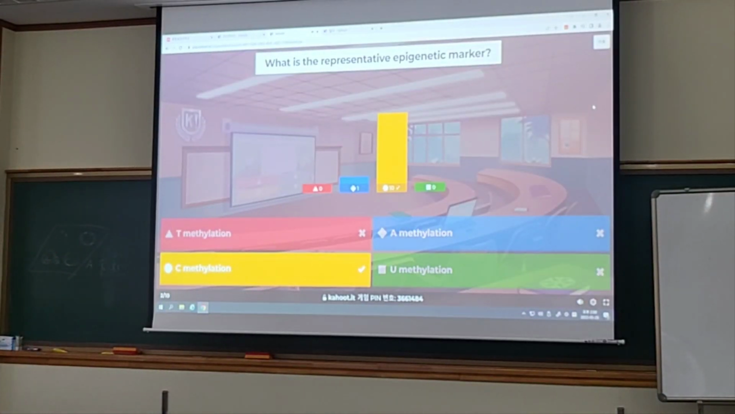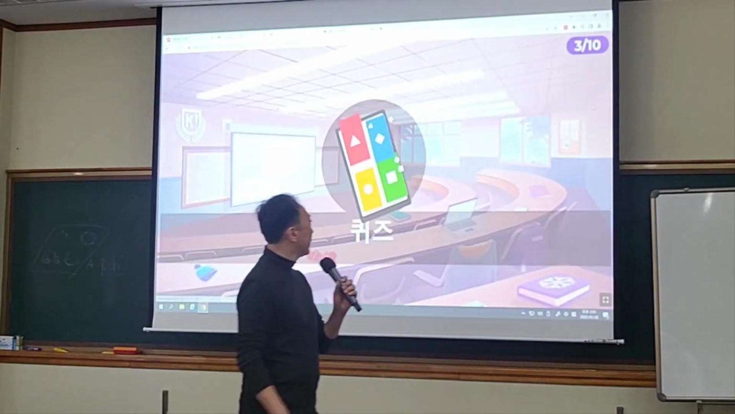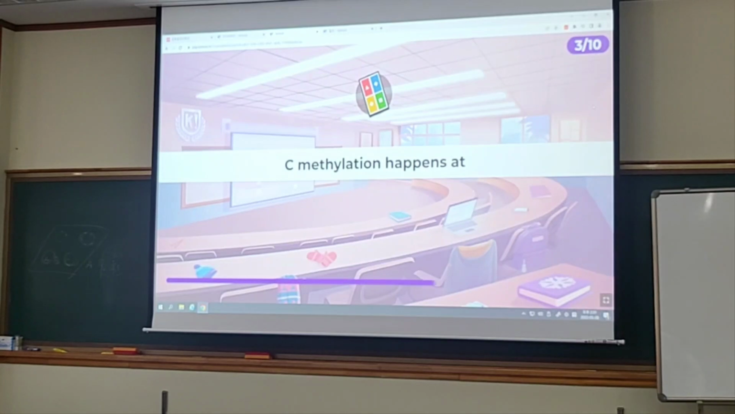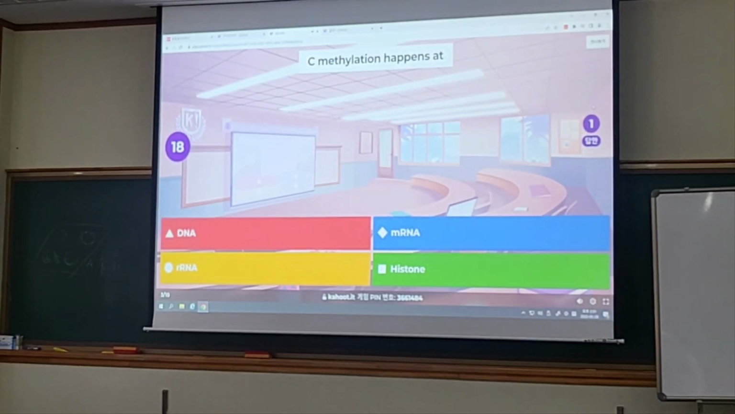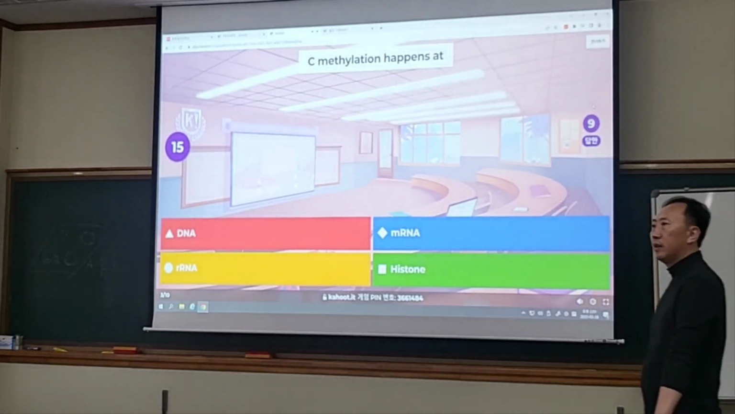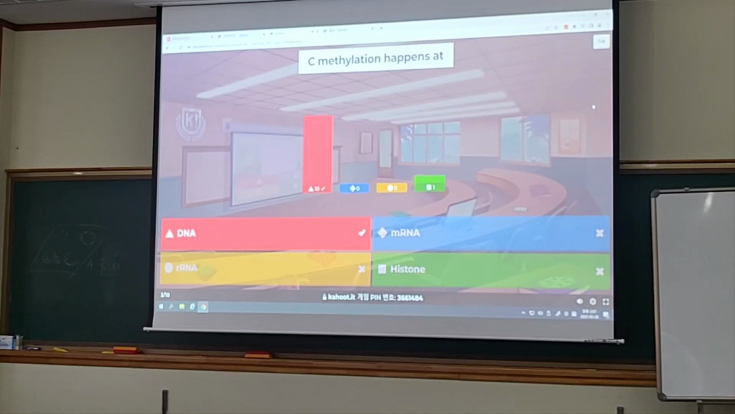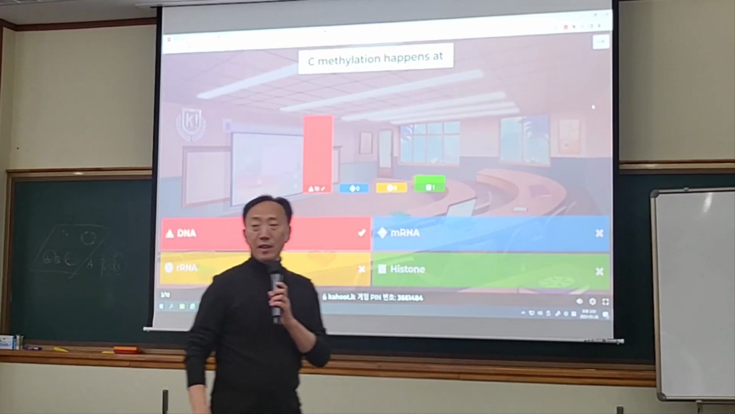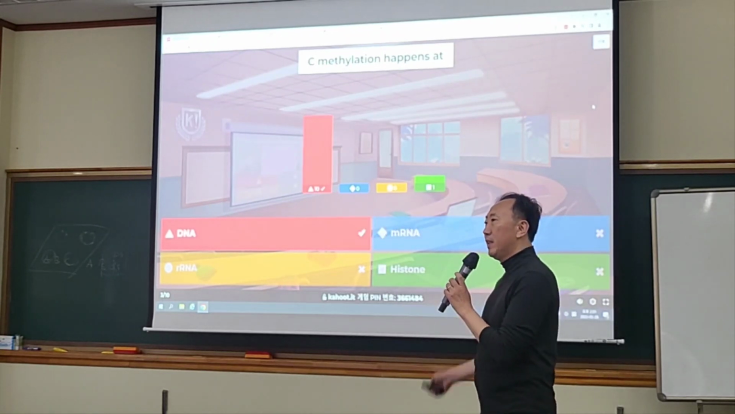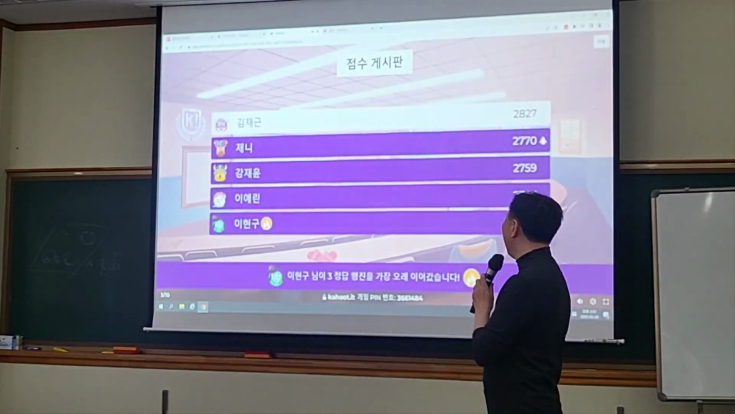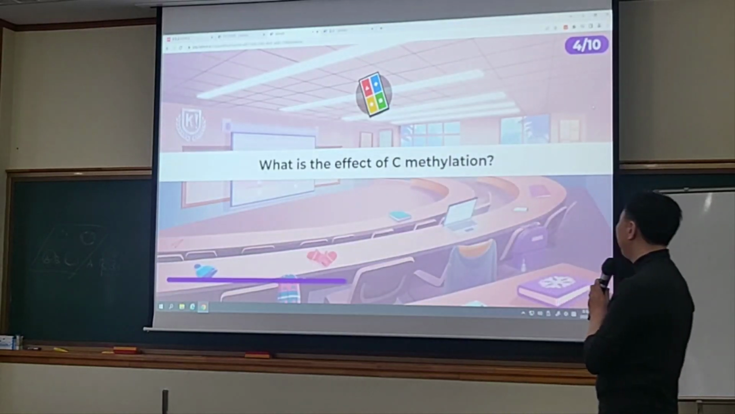At least so far, the best known epigenetic modification is C methylation. That's the best known so far. Most of the C methylation happens in DNA. RNA is also modified, but at different positions with different modifications. So 99% of epigenetic markers in DNA are for the C methylation.